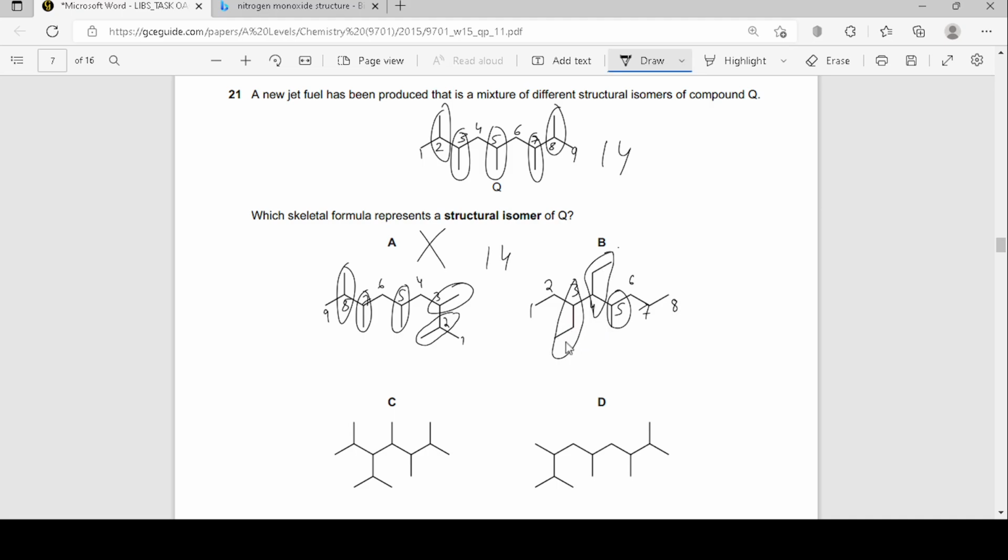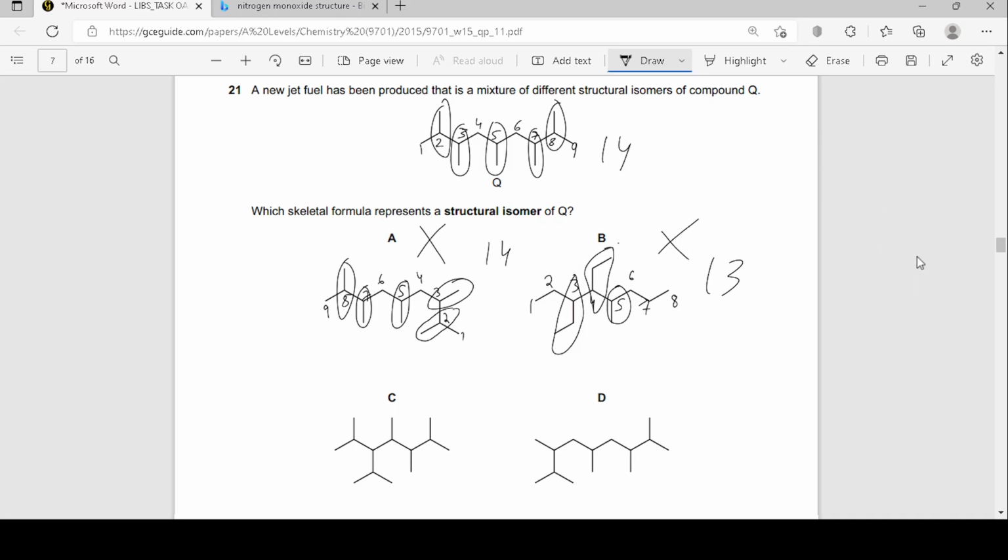That is suspicious. Wait, let me just count them again. 1, 2, 3, 4, 5, 6, 7, 8, 9, 10, 11, 12, 13. Okay, 13. Let me just count them again. 8, 9, 10, 11, 12, 13. Yeah, it has 13 atoms, so that means it must not be the right answer because it does not have the same number of carbon atoms.